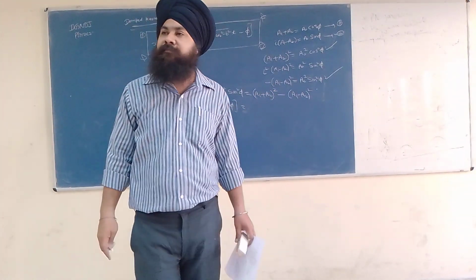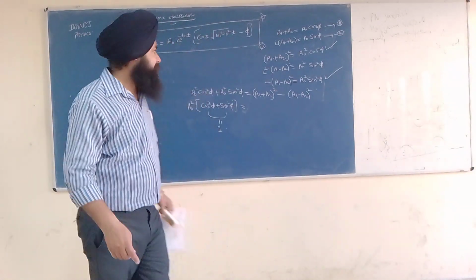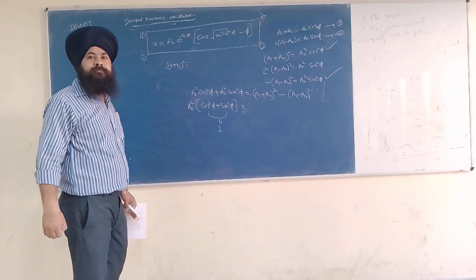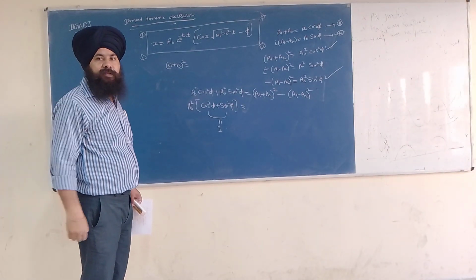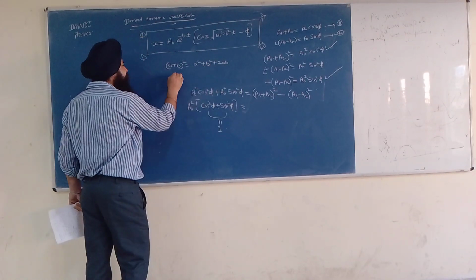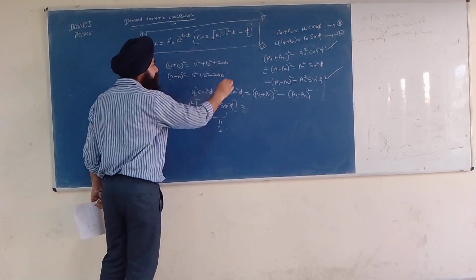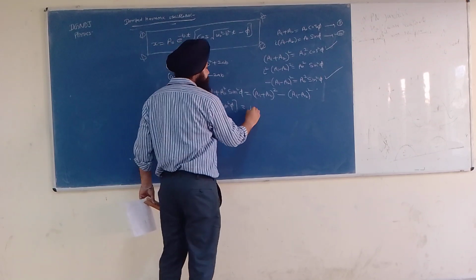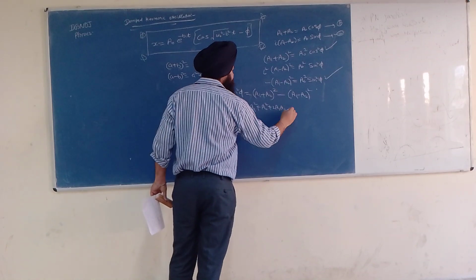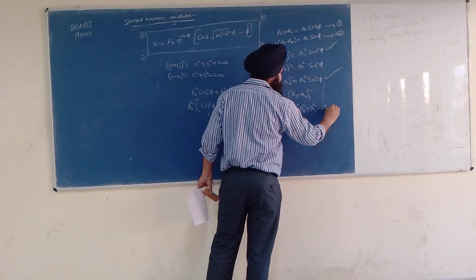What's the formula of (a plus b) whole square? It is a square plus b square plus 2ab. Similarly, (a minus b) whole square is a square plus b square minus 2ab. Use these formulas in this question. It becomes a1 square plus a2 square plus 2a1a2, and a1 square plus a2 square minus 2a1a2.